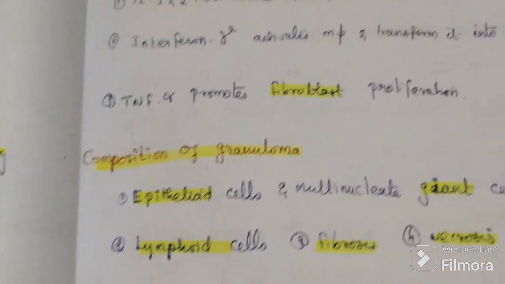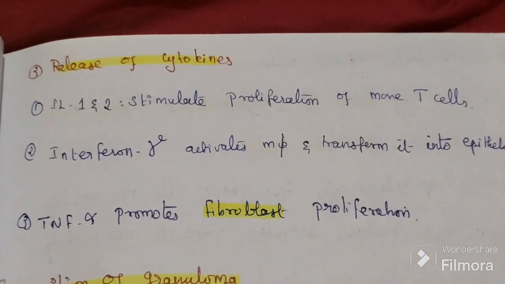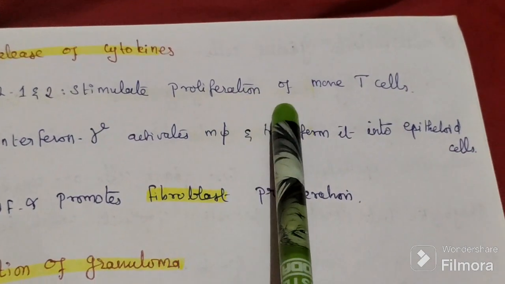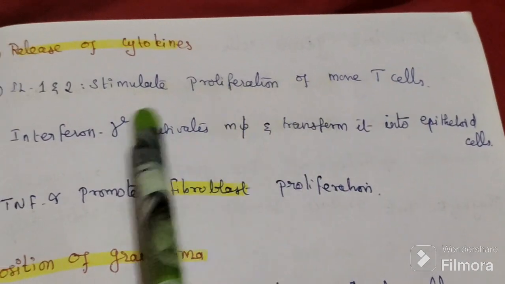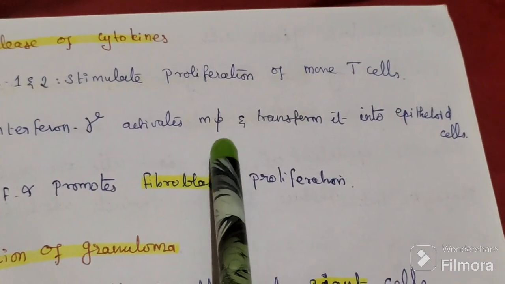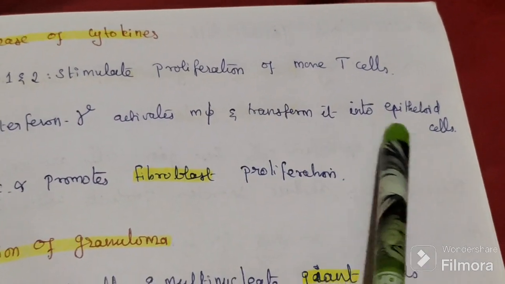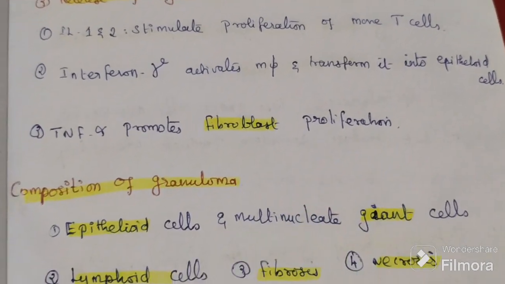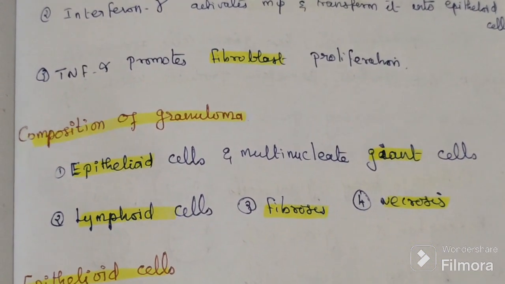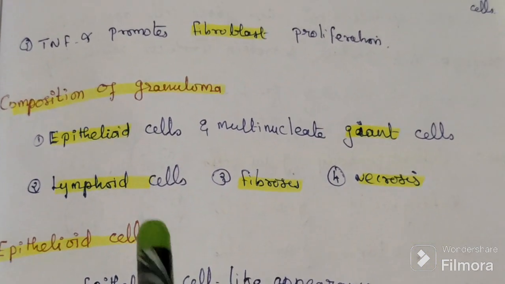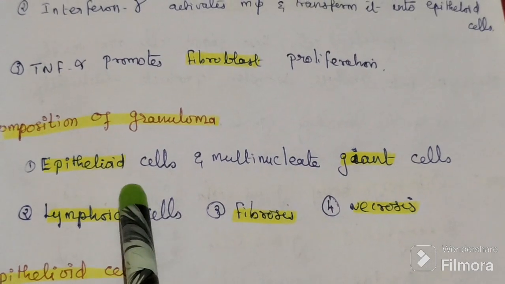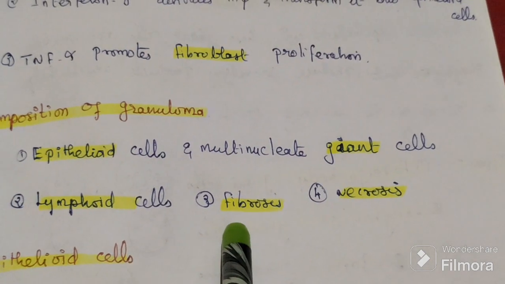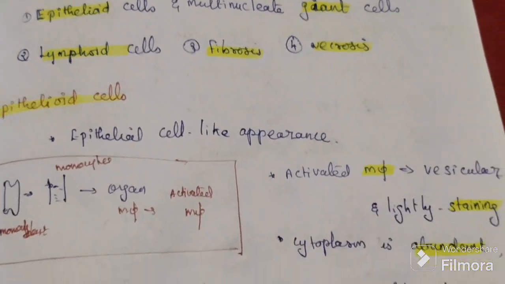Then what is the third step? The release of cytokines. Interleukin 1 and 2 cause proliferation of more T cells. Interferon gamma activates macrophages and transforms them into epithelioid cells. TNF promotes fibroblast proliferation. Then the composition of the granuloma: it forms epithelioid cells, some epithelioid cells fuse to form giant cells, then lymphoid cells, then fibrosis and necrosis.